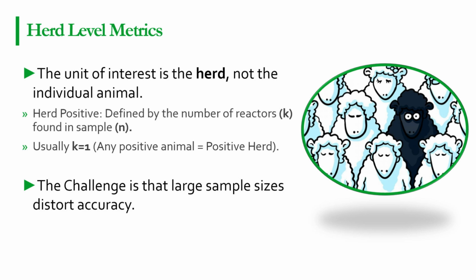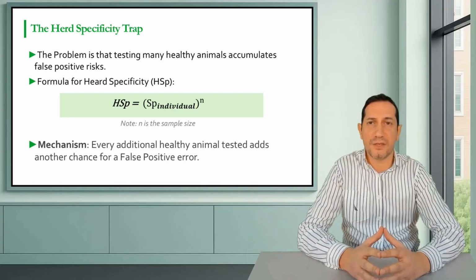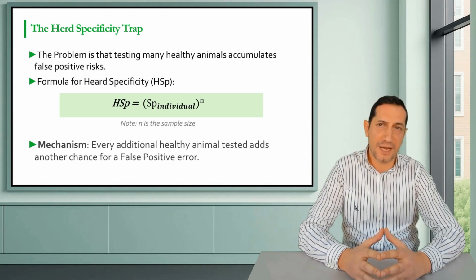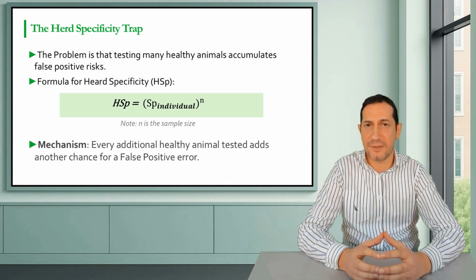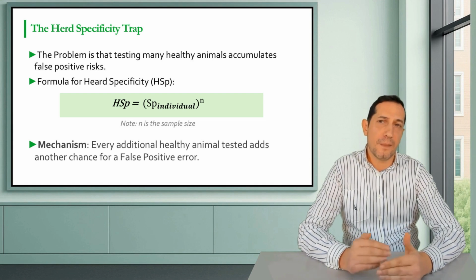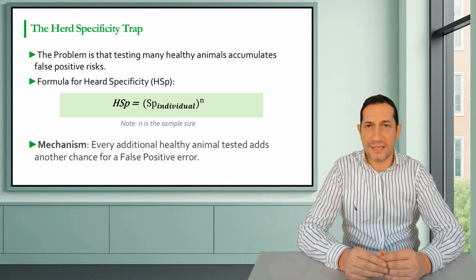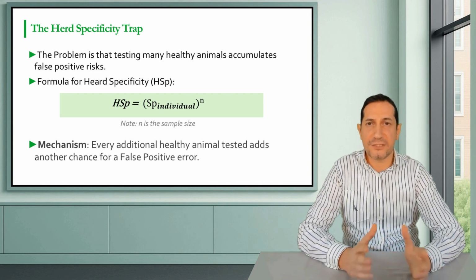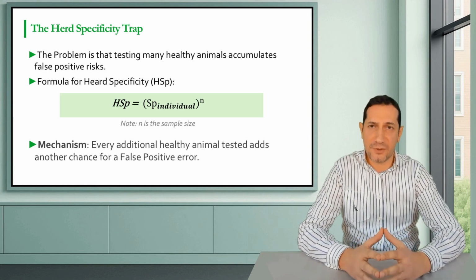Herd sensitivity and herd specificity behave very differently than the sensitivity and specificity of the test kit itself. As we test more animals, the laws of probability work against us in surprising ways. There is a critical concept for fieldwork known as the specificity collapse. When you test a herd, you are technically running a parallel test on n animals.